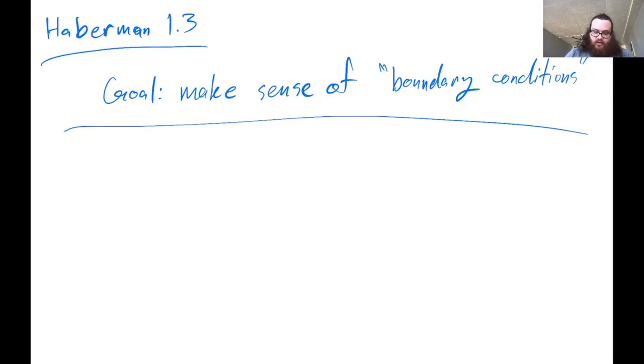And so in this section, what we're going to do is give a few examples of what some of these initial conditions or boundary conditions might look like, just to give you a sense of what to expect before we really get our hands dirty in the future.